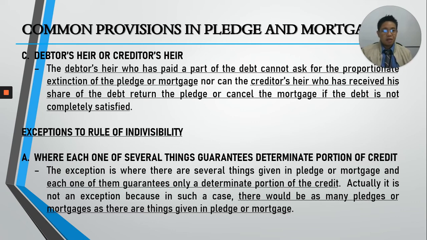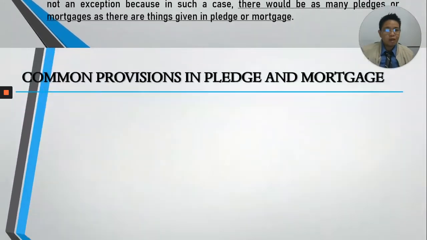So remember here, class, that each property secures a determinate portion of the credit. So yung 90 para sa gold ring, yung 10 para sa vacuum cleaner. Now, the debtor pays 10,000 to the creditor. So, remember here that if the debtor pays 10,000 to the creditor, he can demand the return of the vacuum cleaner. Bakit? Kasi yung vacuum cleaner na yan, guaranteed only a 10,000 portion of the debt. So, yun ang tandaan natin. So, here, partial extinguishment, divisible ang mortgage, ang pledge natin dyan.